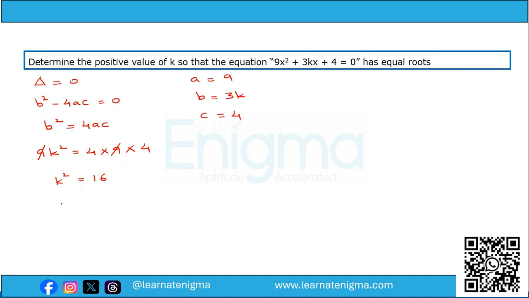So if we take square roots on both sides, we will have k = plus or minus 4. But it is specifically mentioned, determine the positive value of k. So therefore k = 4.